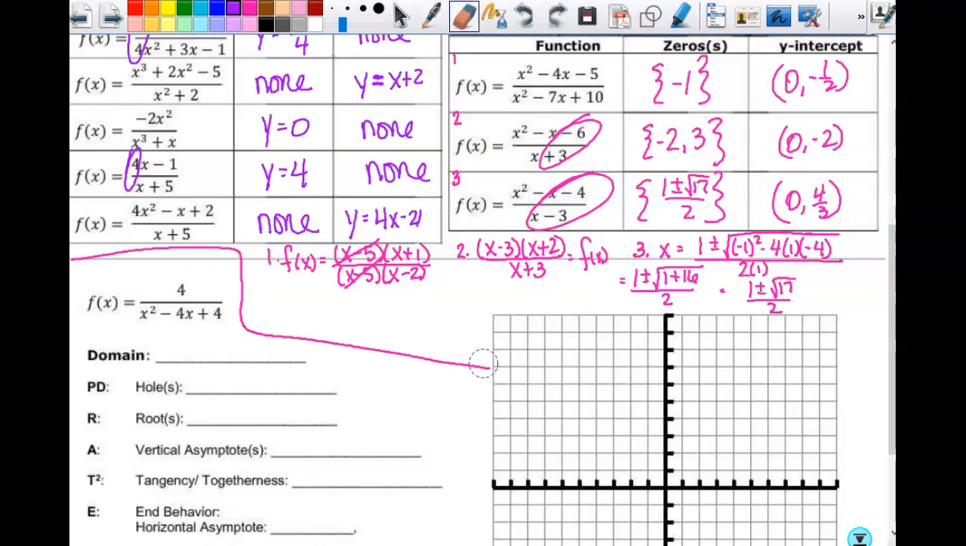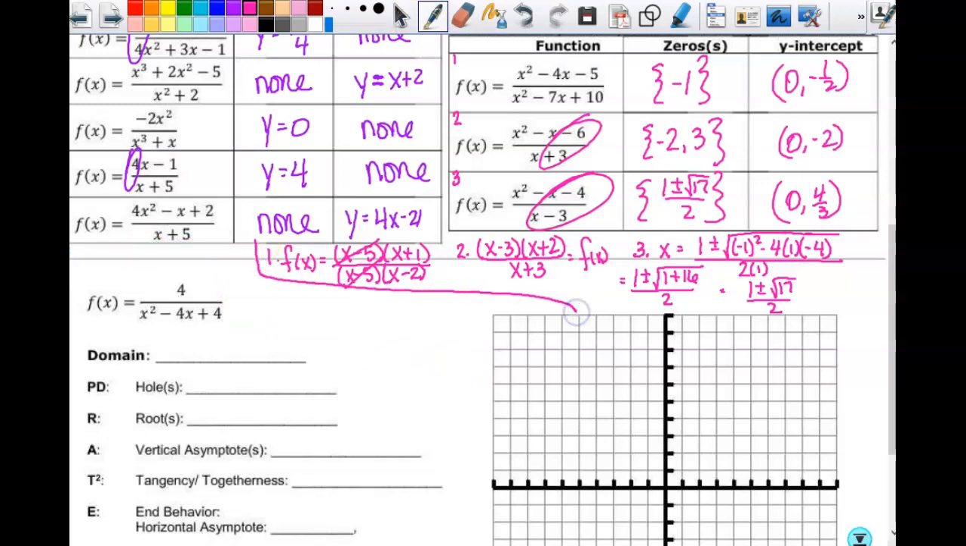Okay. I can fix my line here. I don't want this to get confused with my graph. Okay, so now we're going to graph.